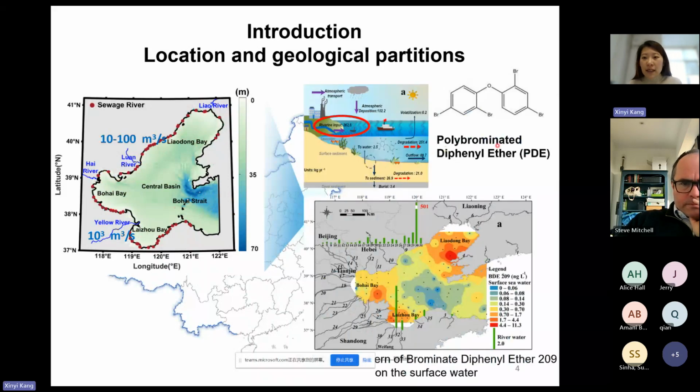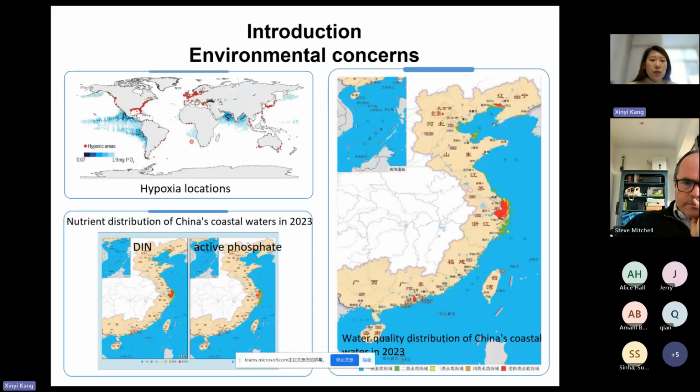Polybrominated diphenyl ether is one of the common pollutants in the Bohai Sea. We call it PBDE for short. PBDEs can persist in the environment for a long period of time, with long-distance transport and bioaccumulation, and they can also be toxic to marine organisms. Most of the PBDEs in the Bohai Sea come mainly from the rivers. Besides marine pollution, coastal waters also face other serious ecological issues such as hypoxia, eutrophication, and algae blooms.